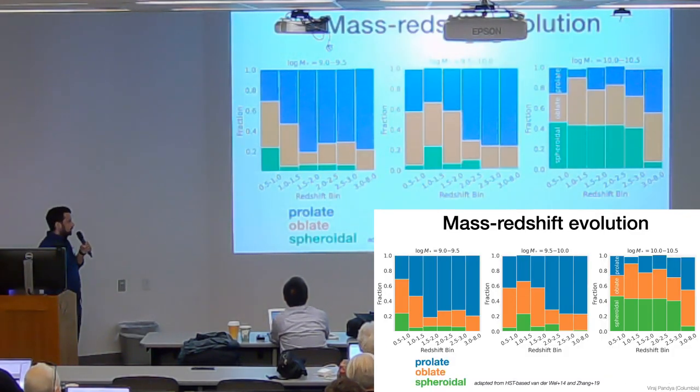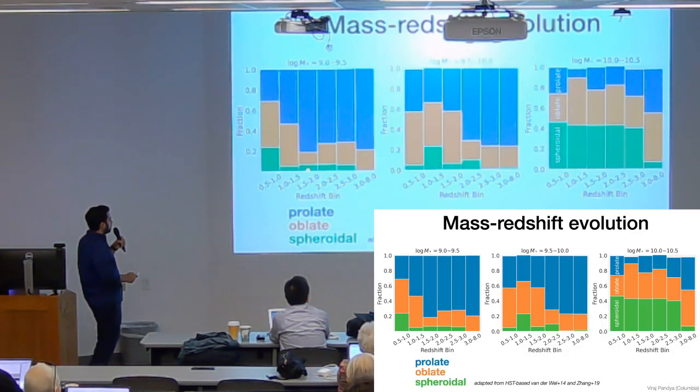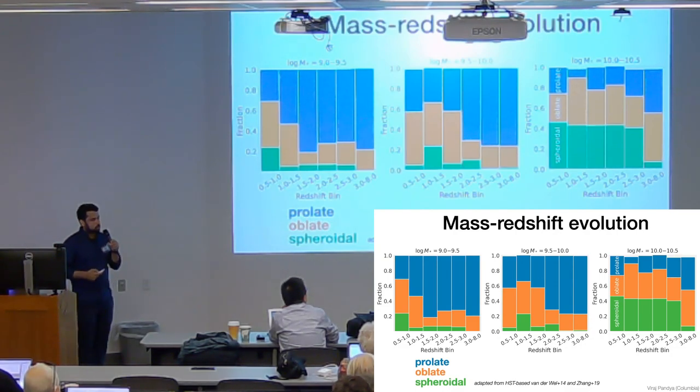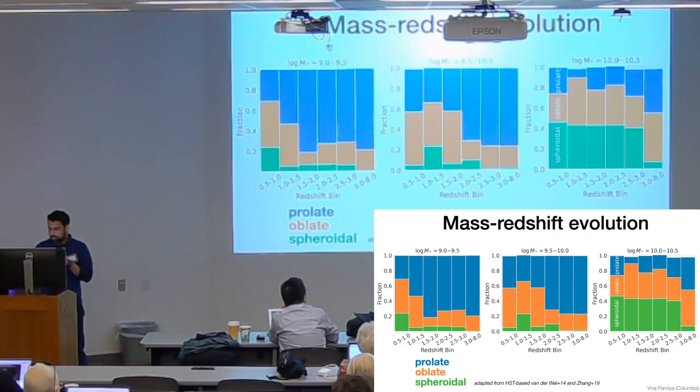Here is another way to visualize these results, now shown as stacked bar charts. So from left to right, the three panels show the three different mass bins, and then in a given panel is the redshift evolution. And you can see that for the low mass bin, the prolate population shown in blue is just dominant. And as you go to higher masses and lower redshifts, the spheroidal and oblate populations start to kick in.